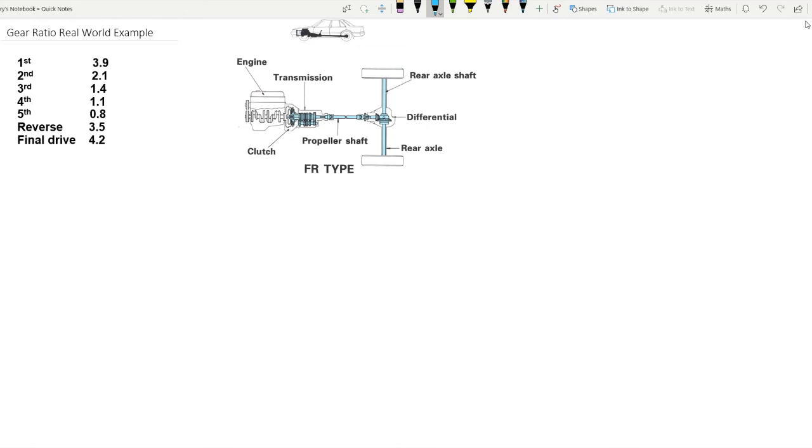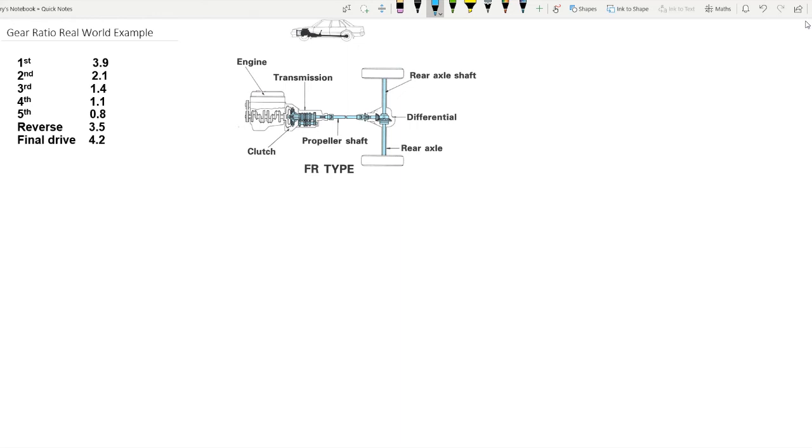Fourth gear traditionally was always 1-to-1. Depends on the gearbox. For this one I've put 1.1-to-1, which is more like a front wheel drive. But the numbers aren't really that important. It's the way we calculate them. So I'm just going to put some figures down to show you how we calculate the gear ratio now and how it affects the speed at the wheels.